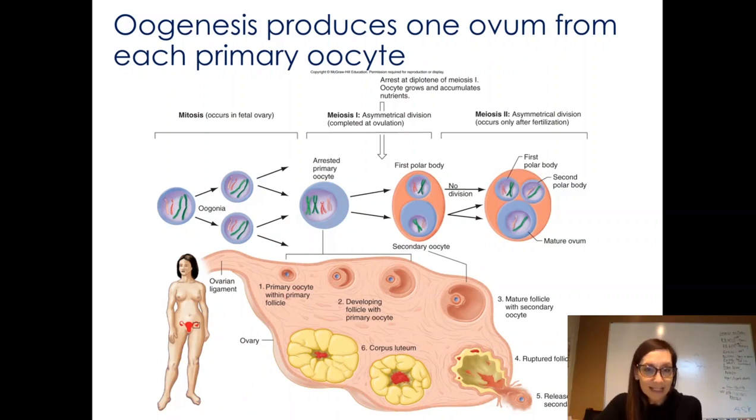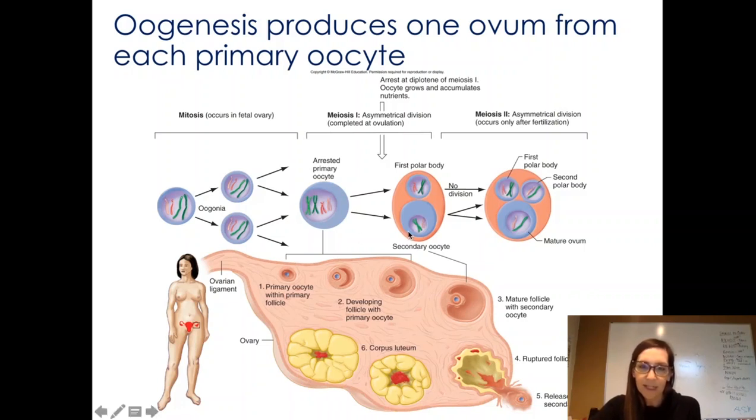However, it arrests in diplotene stage of prophase 1. So it's going to arrest early on in this process, and there it sits for years, arrested at diplotene of meiosis 1 until ovulation. So each month, one or a couple of oocytes will re-enter meiosis and complete meiosis 1, and will move into meiosis 2, but they don't complete meiosis 2 unless fertilized. So there's a second arrest each month.